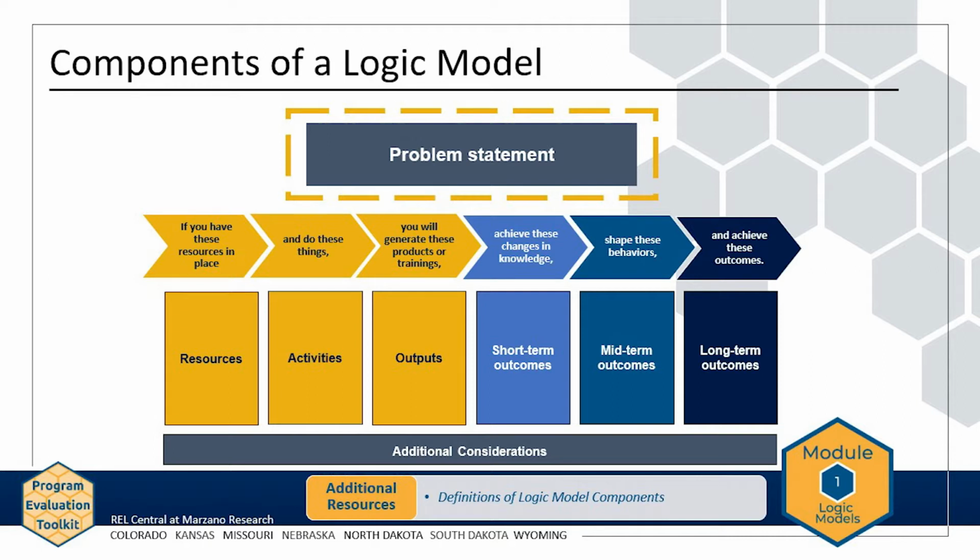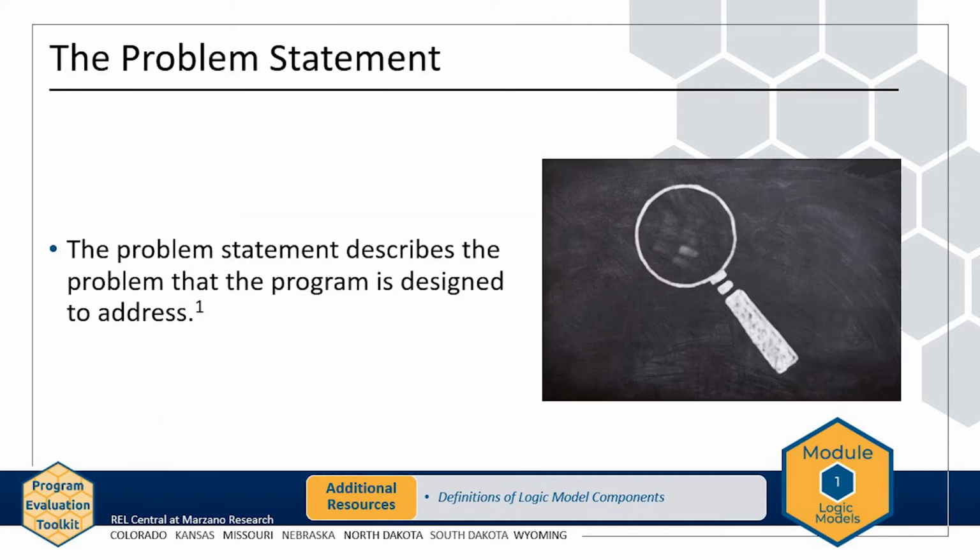Whether you work forward or backward in developing the other components of the logic model, you should start by writing a problem statement to clearly define what you want to address. The problem statement describes the problem that the program is designed to address. Without a clear vision of the problem, creating a clear and comprehensive logic model is very difficult. You have to know what you are trying to address, why it is a problem, and what the context of the problem is before you can clearly explain the program.